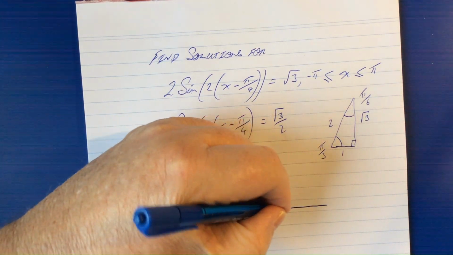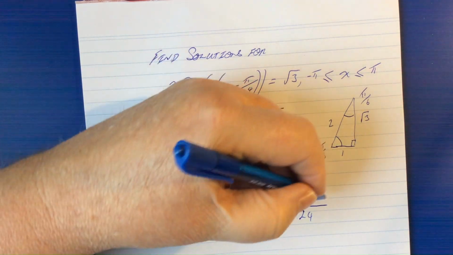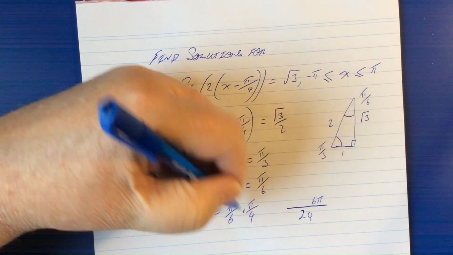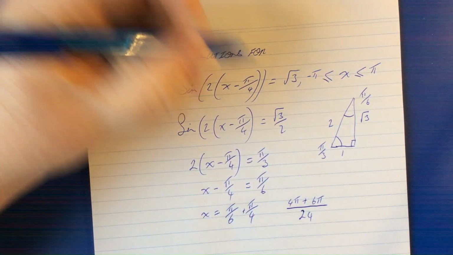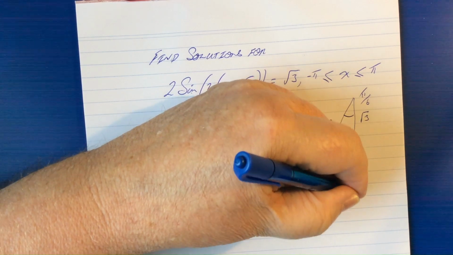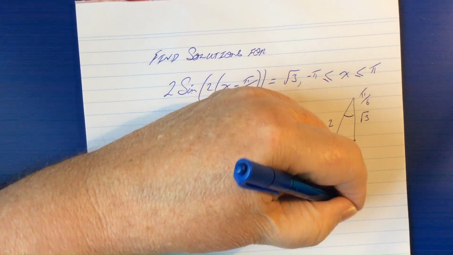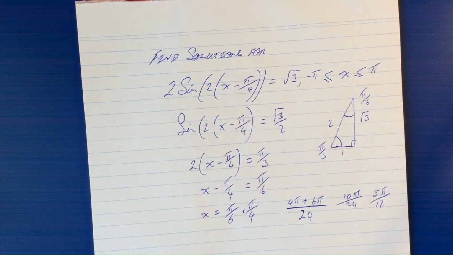We're playing with fractions. 6 fours are 24. 6 ones are 6 pi. 4 ones are 4 pi. There we go. So that is 10 pi on 24, which is 5 pi on 12. Okay.